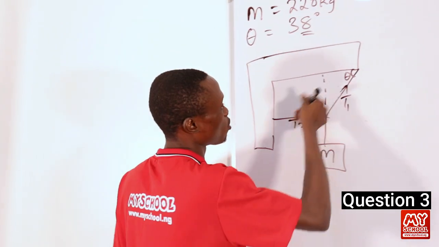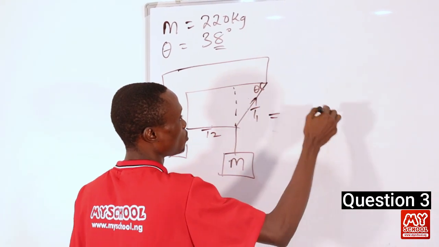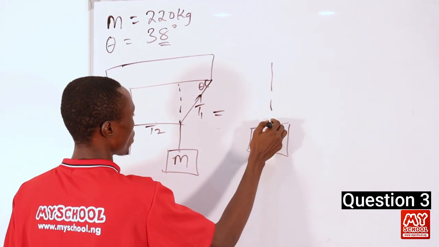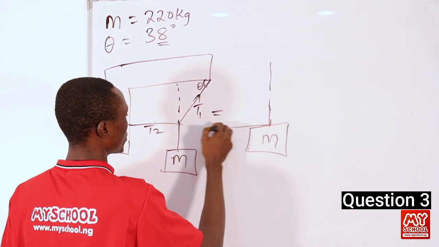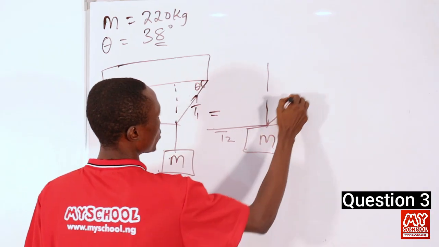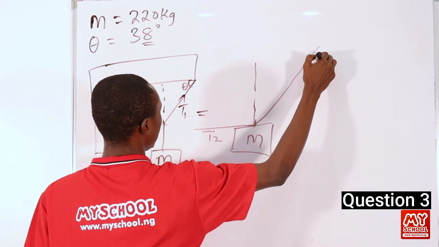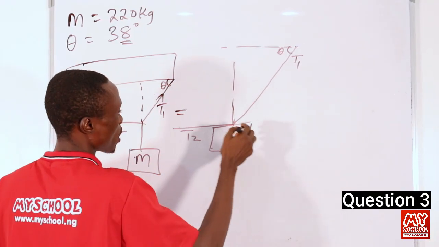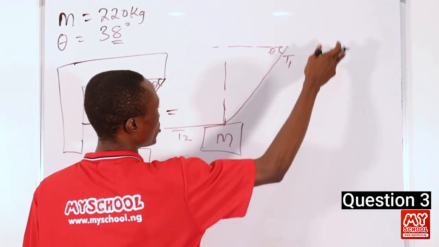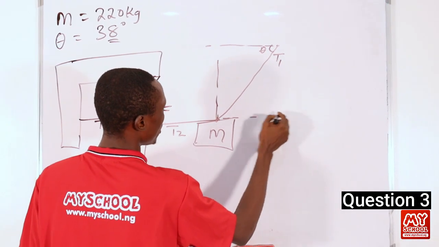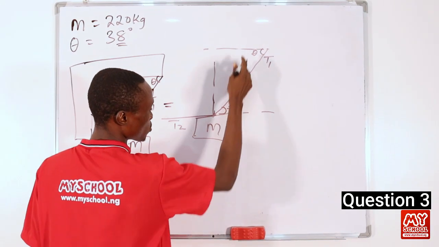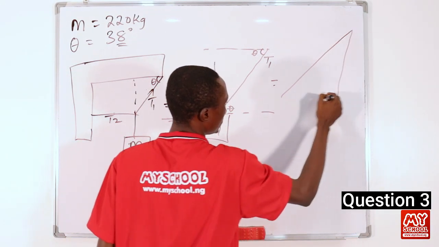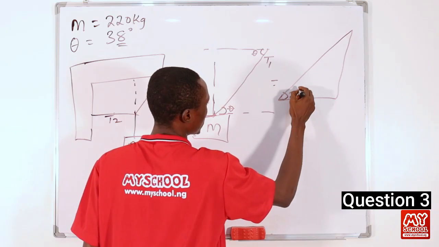So we are going to transform this diagram into this. This is our weight, our mass, while this is our T2, while here becomes our T1. But remember that our angle is here. So we actually need to transform this into a right angle triangle. If we do that, here will be equal to here, since alternate angles are equal. So if we transform this into a right angle triangle, we'll be having this, while here becomes our 38 degrees.